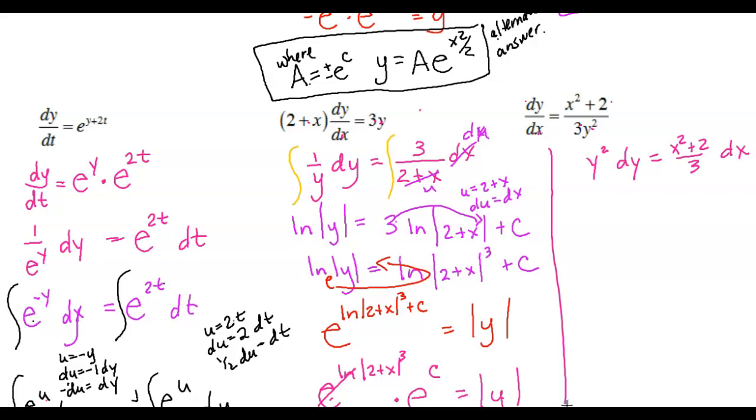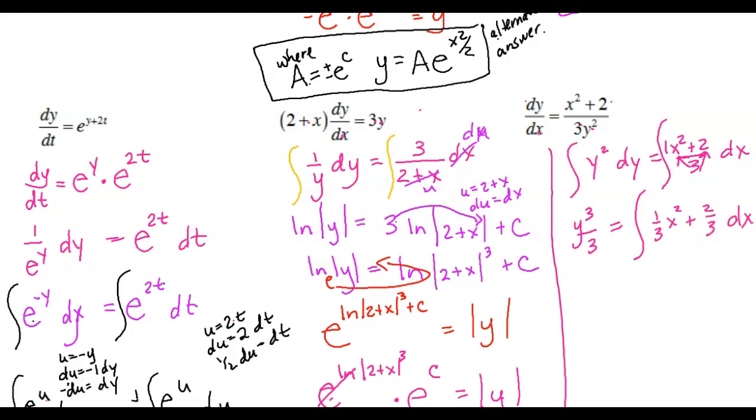All right. To integrate this, I'm actually going to integrate this side. So add a power. So y cubed over 3. On this side, it's probably a little hard to see. So I'm going to rewrite this first. There's like a 1, and I'm going to split them both up over the 3. So I get 1/3 x squared plus 2/3.